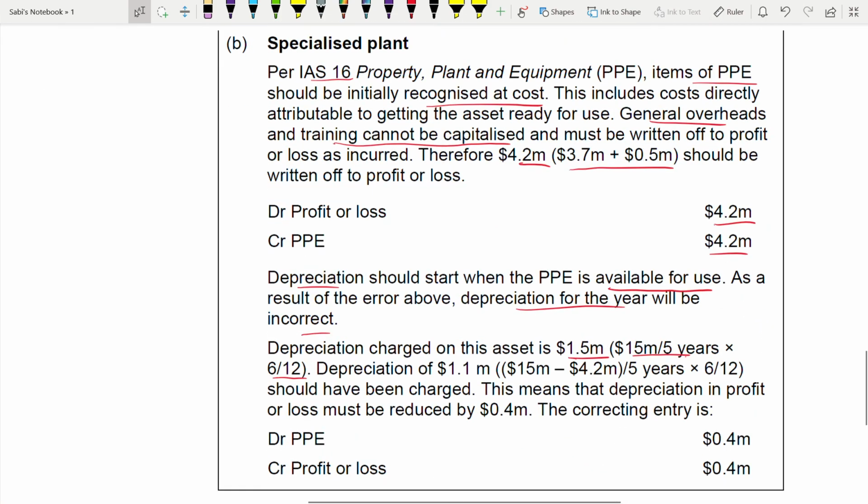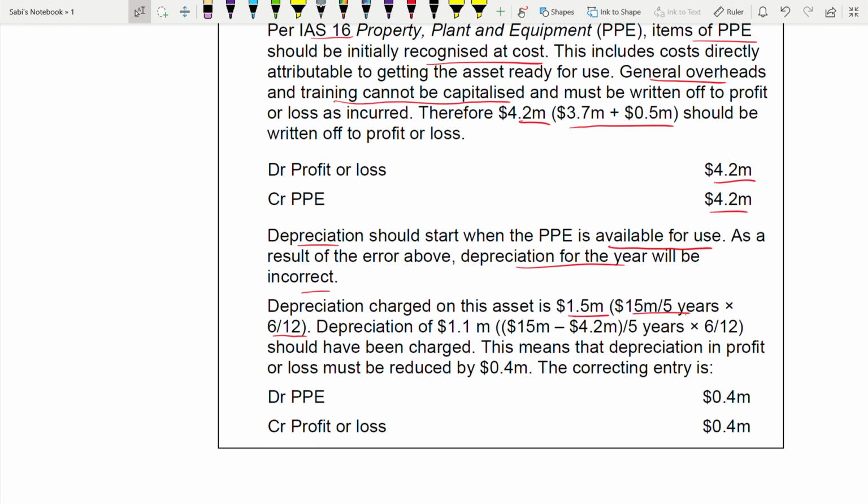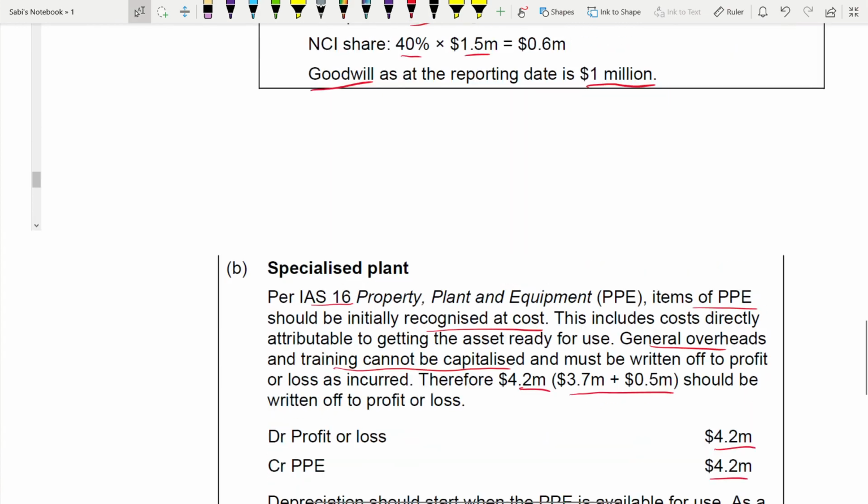So earlier it was 1.5. Now you have to deduct those cost expenses from 15 and then divide by 5 and 6 months only. Now it's 1.1, so it should be less. That means you have to reduce it by 0.4, the difference, 1.5 minus 1.1. How do you correct it? You debit property, plant and equipment by 0.4, because depreciation should be less and the value will go up, and credit your profit and loss account, because your expense will be reduced. Earlier it was debited, now credit 0.4. So this is how you deal.